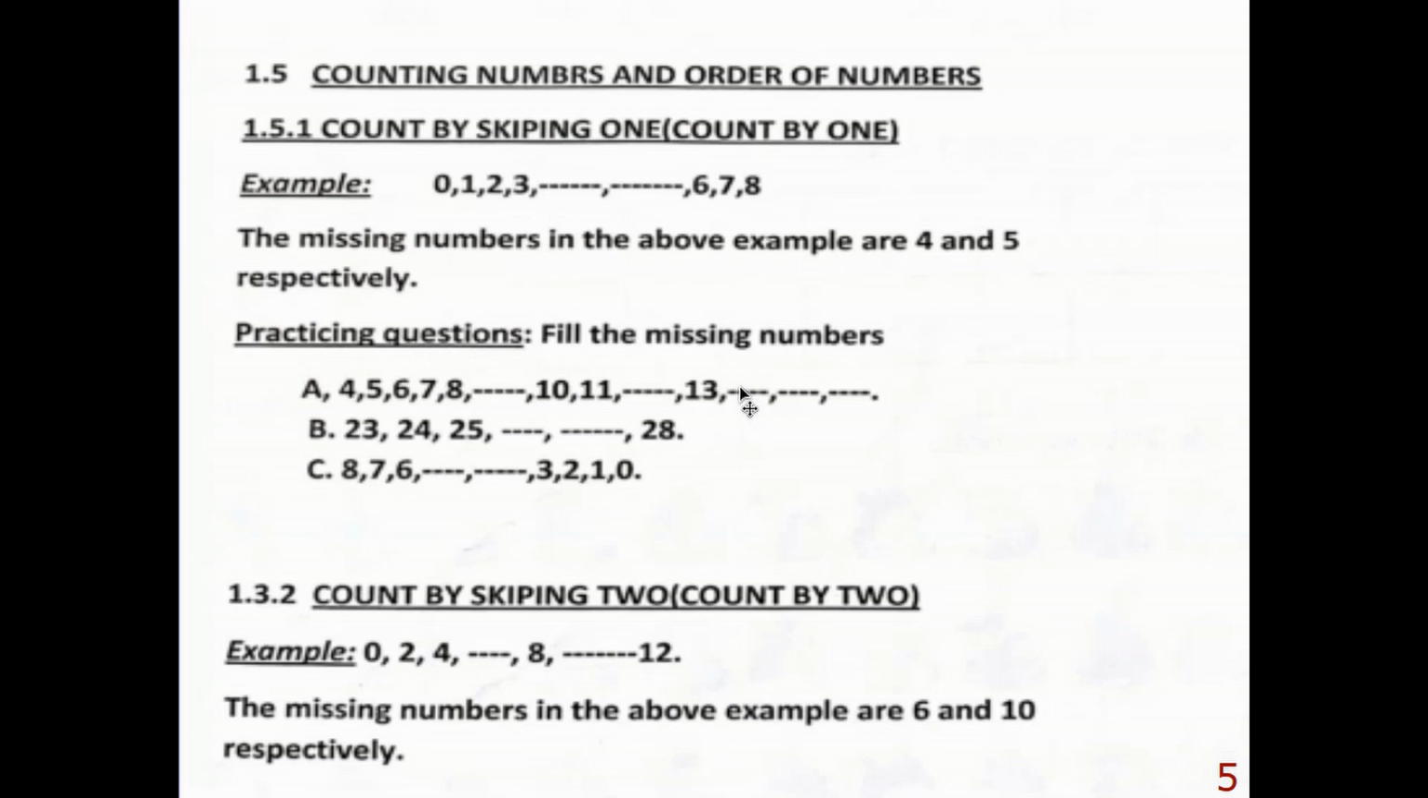Practicing questions. Again, 4, 5, 6, 7, 8. What next? Again here, the counting is by 1. Skipped by 1. So the next is 9. Let's do it together. The next is what? The next number is 9.